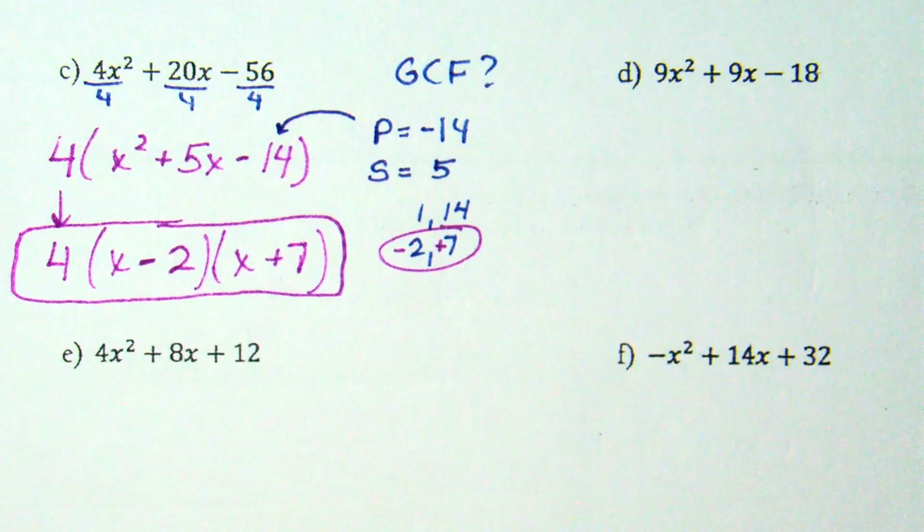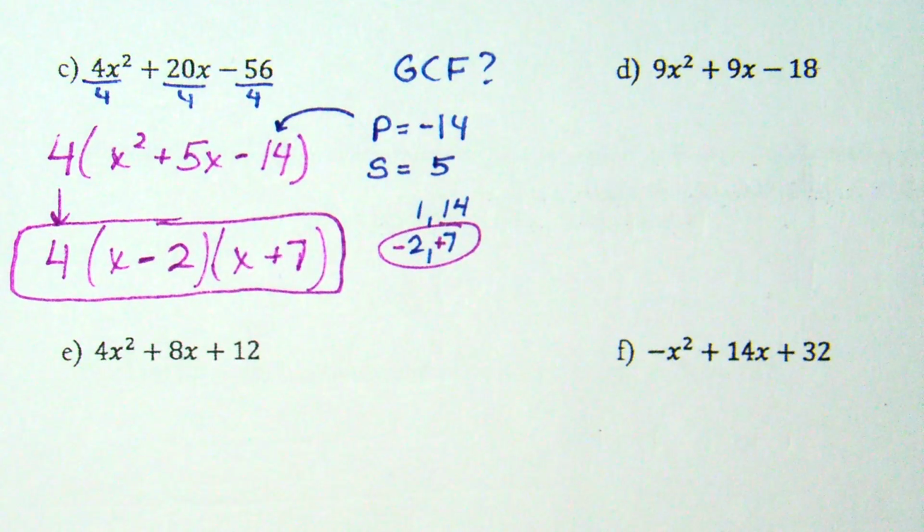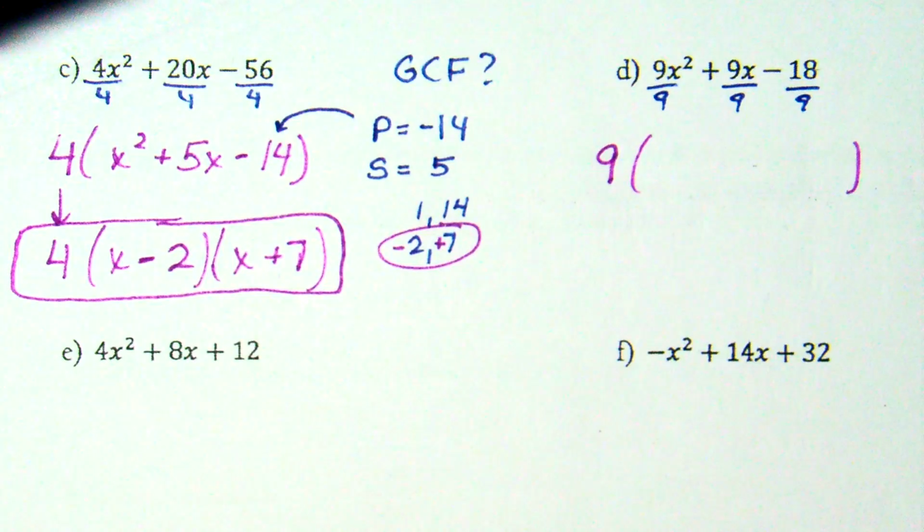Ready to try D? What do you got on D? He says 9, meaning there is a GCF of 9. So put the 9 out front. That means you're dividing every term by 9. What do we have in the parentheses after we divide by 9? X squared plus x minus 2.